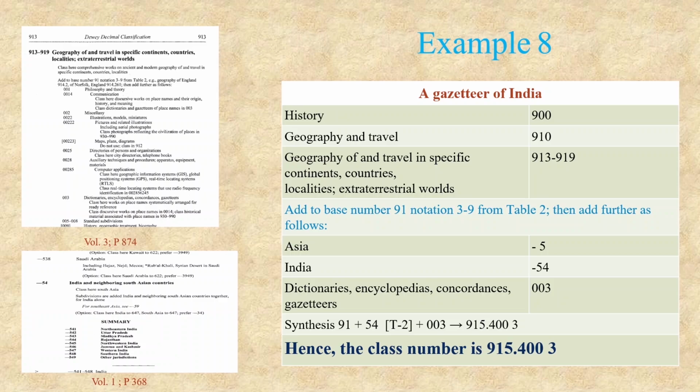The DDC rules for 9.1 state that add further as follows: dictionaries, encyclopedias, concordances, gazetteers 003. For your better understanding, 003 has been given in the schedule, and a screenshot has been taken from the schedule. So after adding 003, the synthesis is 9.1 for the gazetteer, then 5.4 for India from Table 2, and 003 for gazetteers. Hence the class number is 915.4003.